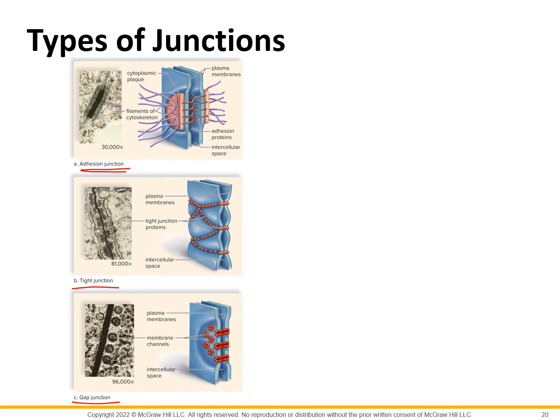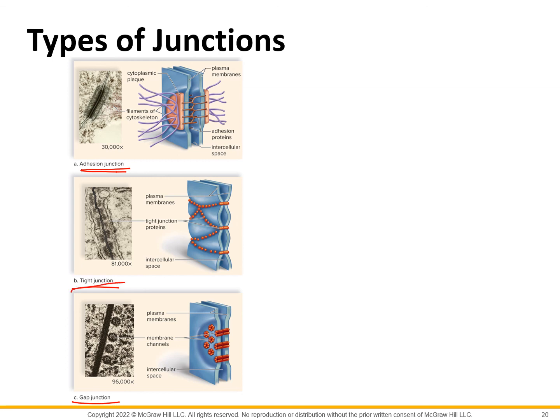Adhesion junctions are involved in mechanical strength, so holding cells together. And these are often called desmosomes. And these are found in tissues that involve a lot of mechanical stress. So like the heart or the other muscle cells that are moving a lot, you don't want those cells to fall apart. You don't want the tissues to fall apart, so you have adhesion junctions. And they're also found in the bladder, which will expand to hold the urine, and so that's a lot of mechanical stress. So you have adhesion junctions.